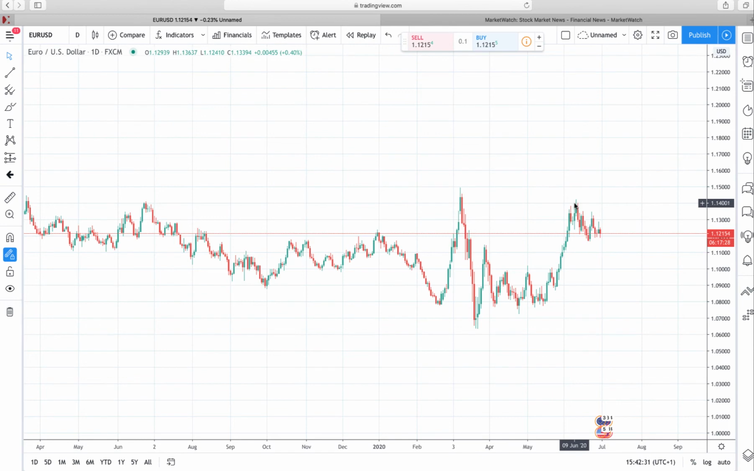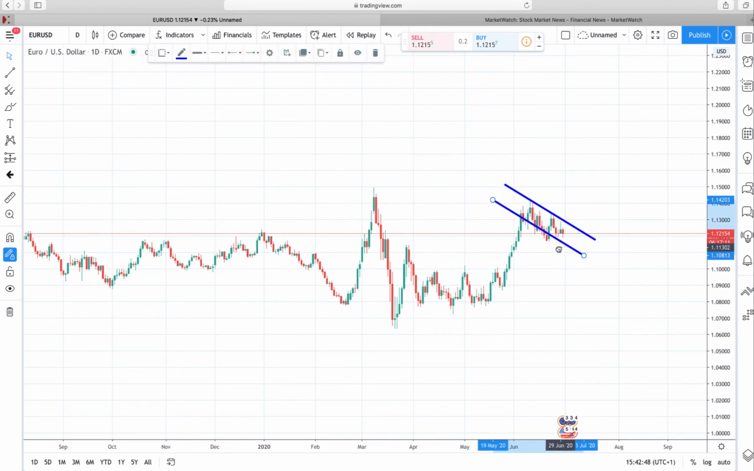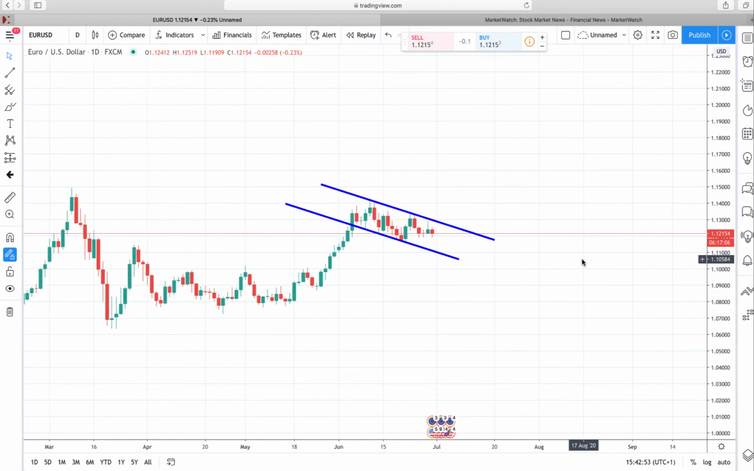but since the beginning of June, we can see the market sort of moving in a down trend. Look at that. So now you know the major trend here is a downtrend because it's 1 day time frame, right?